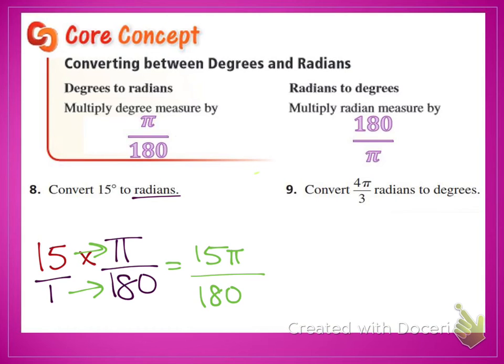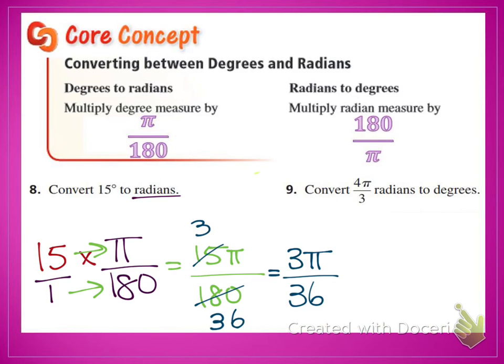They are divisible by 5. We can reduce again, though. They're both divisible by 15. If you divide by 5, that's fine. 15 divided by 5 is 3. 180 divided by 5 is 36. But 3 pi over 36 reduces again, right?